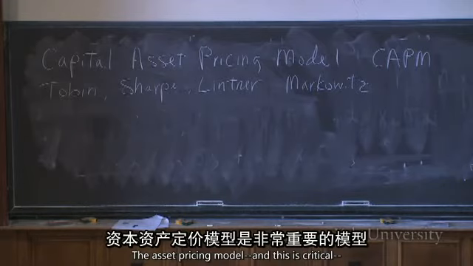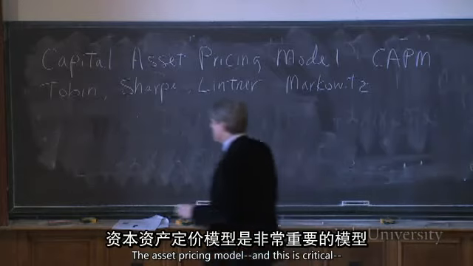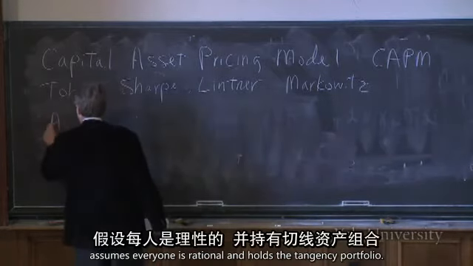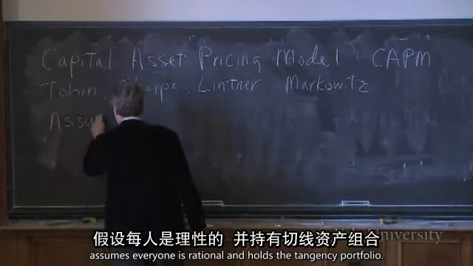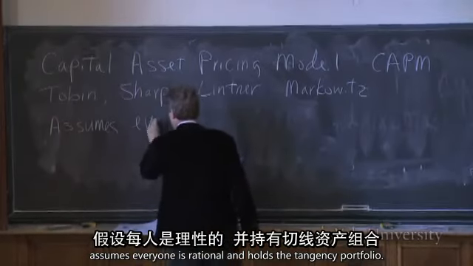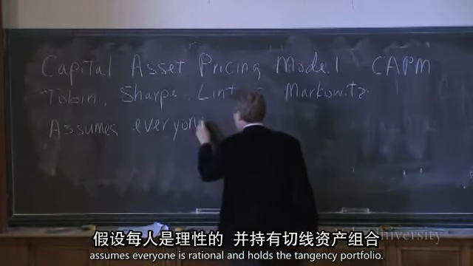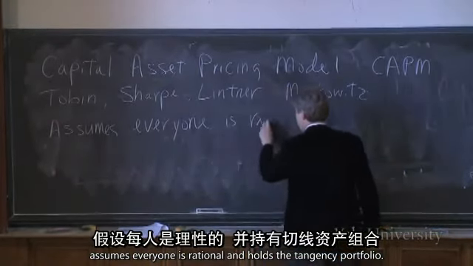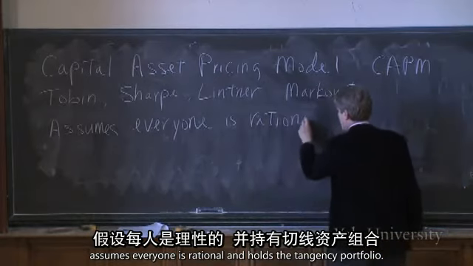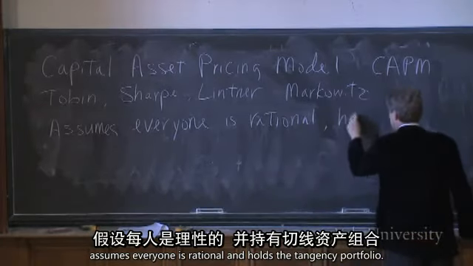But the capital asset pricing model, and this is critical, assumes everyone is rational and holds the tangency portfolio.